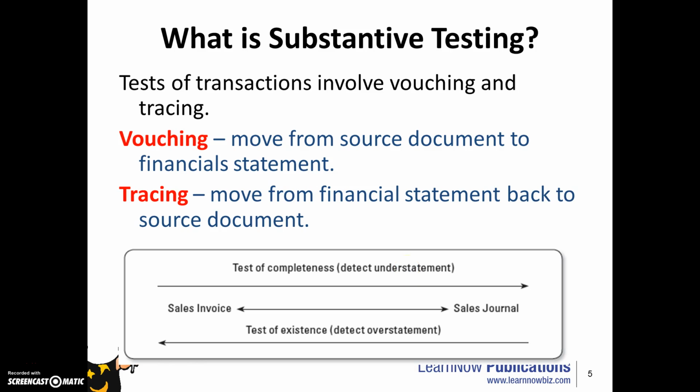A key concept within the tests of transactions is vouching and tracing. So what does that mean? Vouching is the move from source document to financial statement, whereas tracing is the move from financial statement back to source document.